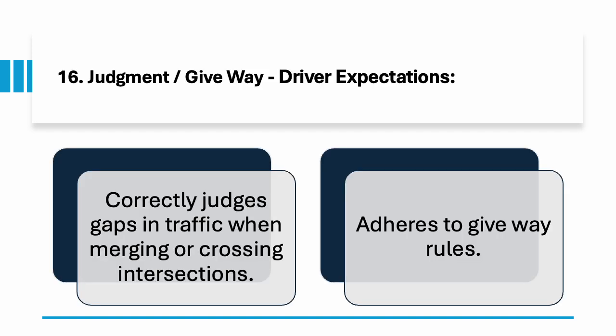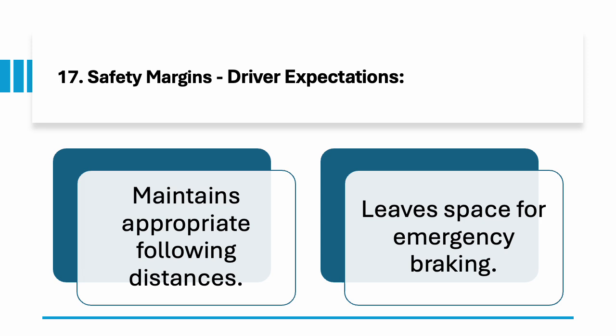Judgment: correctly judges gaps in traffic when merging or crossing intersections. Adheres to give way rules. Safety margins. Driver expectations: maintains appropriate following distances. Leaves space for emergency braking.